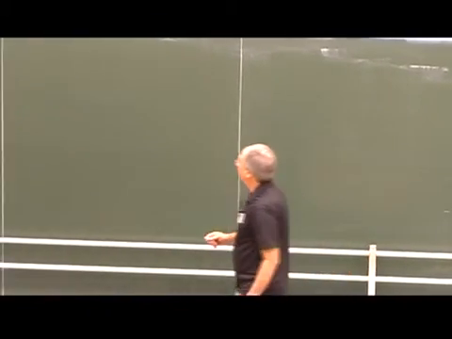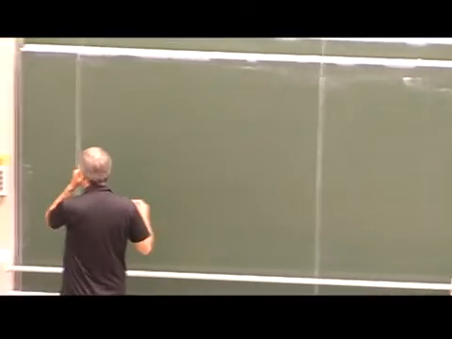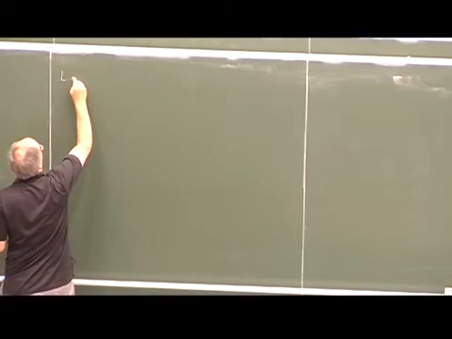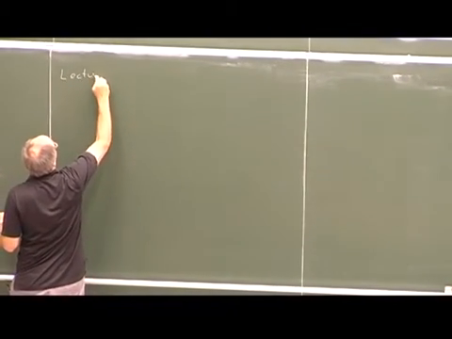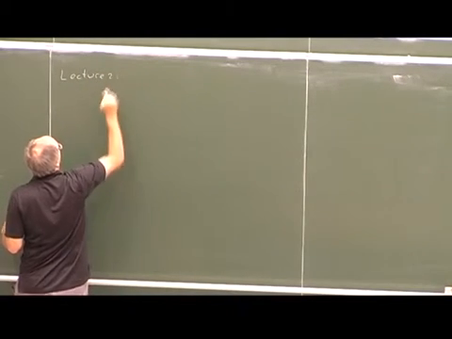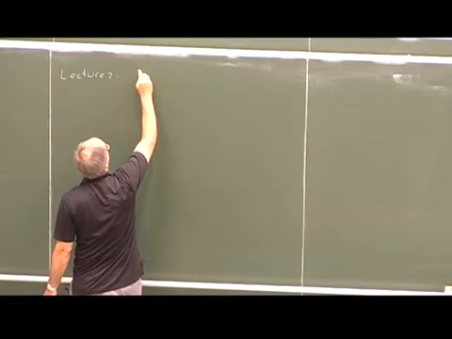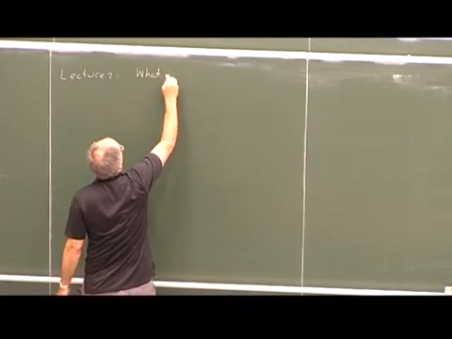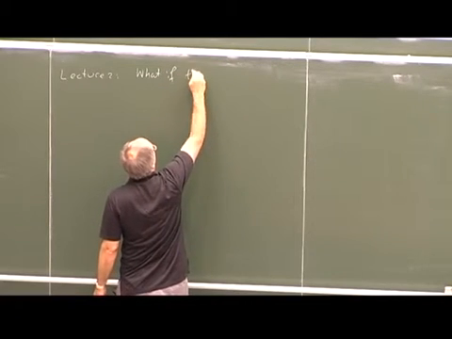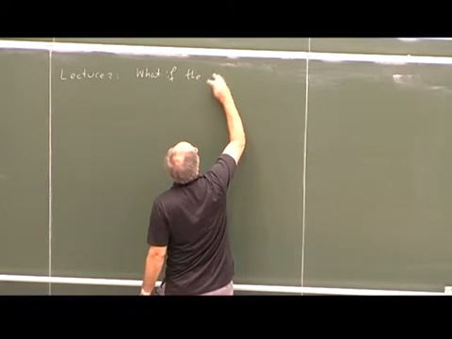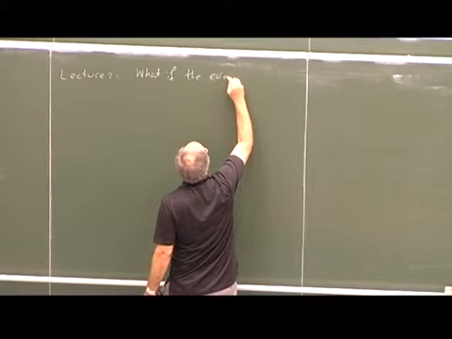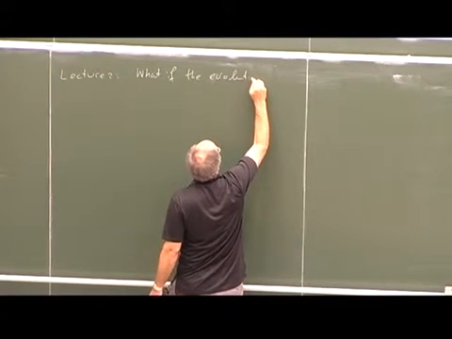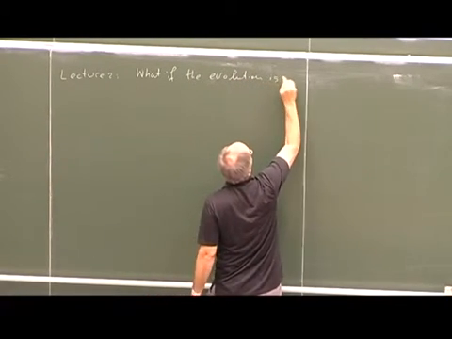So actually I made a little change in the order. So we will start lecture 2 by asking the question, what if the evolution is unitary?